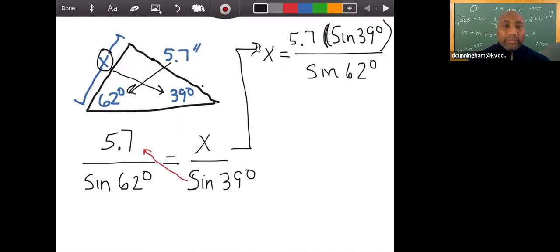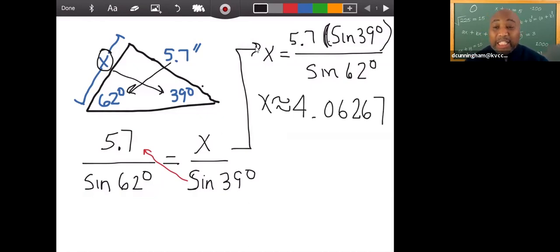Now, what we should do is find the sine of 39 degrees, multiply by 5.7, and then divide that by the sine of 62 degrees. So you may want to find the values of the sine first as a decimal value, and then do it on your calculator. Now, if you've done it correctly, we're going to end up with X being approximately 4.06267.